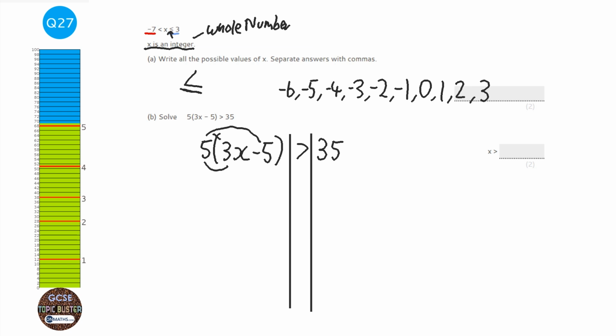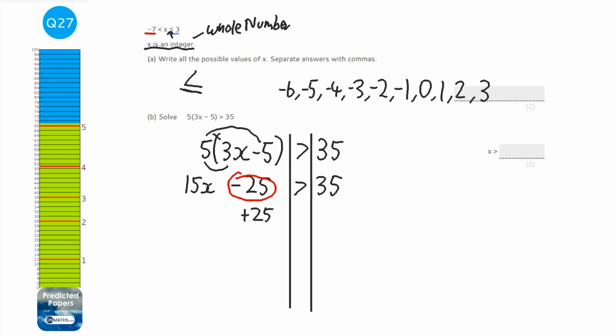So 5 times 3x is 15x. And 5 times -5 is -25. Now you could have divided both sides by 5 and that would have been fine. Next step is to get rid of this -25, and you must start with that. You can't get rid of the 15 first. So we're going to add 25 to both sides to get rid of that -25. So we're left with 15x on this side, and 35 plus 25 will be, well, 5 plus 35 is 40, 40 plus 20 is 60.